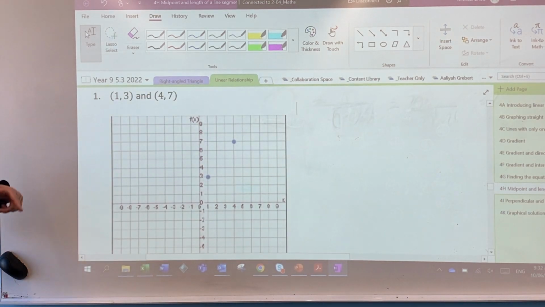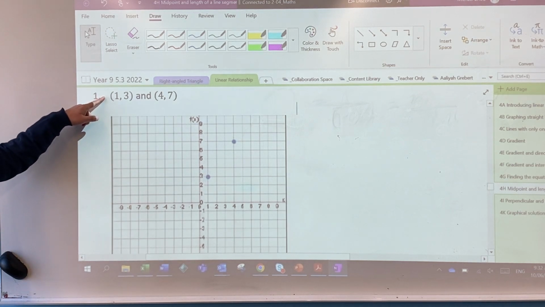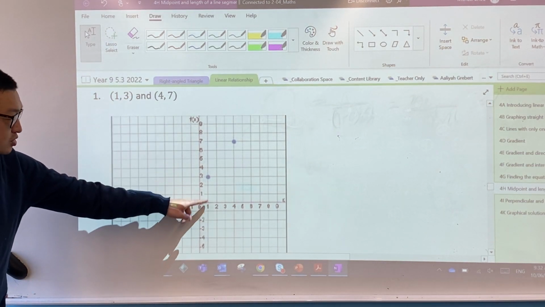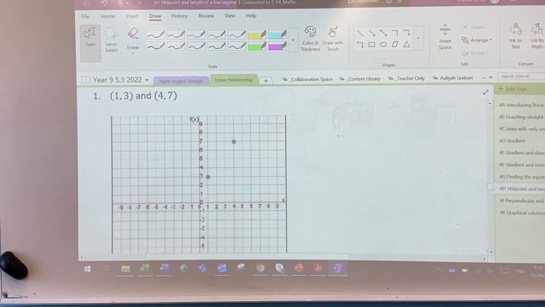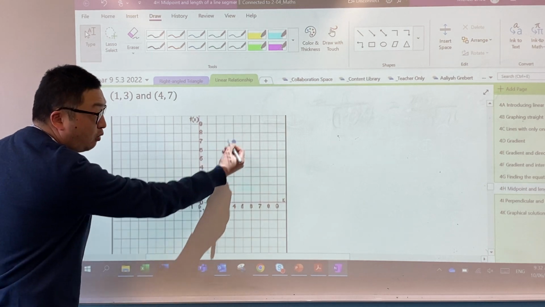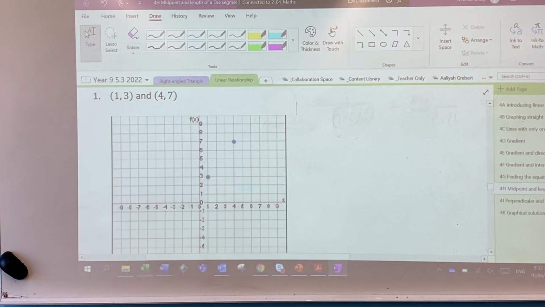Okay, we want to find distance between 2 points. Got 1 point here, (1, 3). Another point here, (4, 7). So we want to find the distance between these 2 points if I join them. So I'm going to join them now. And in order to do that, I put that into a right angle triangle. So let's do that. Do you guys okay with that concept?